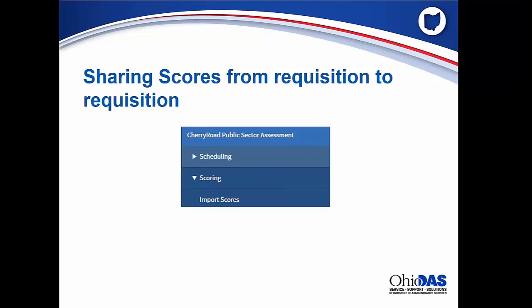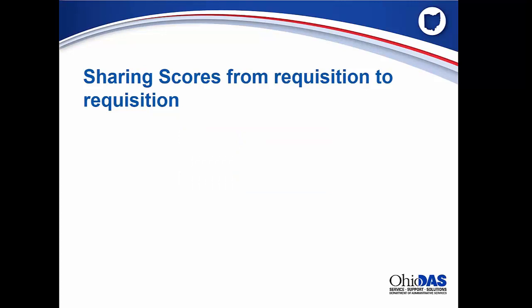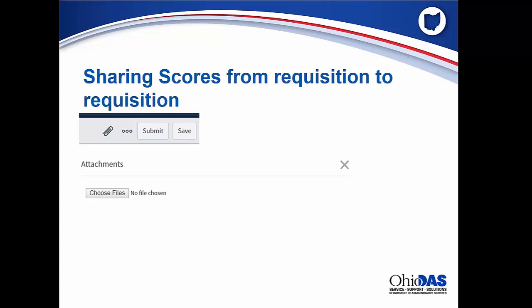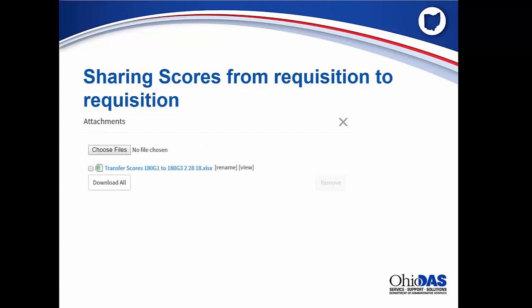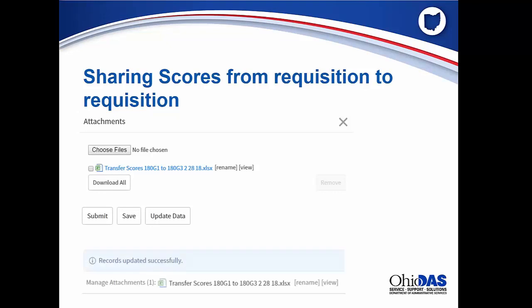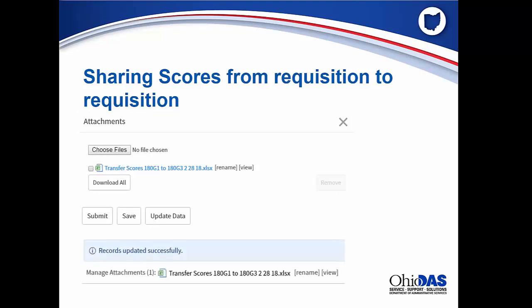And then in the menu on the left side of the page under scoring, we've done this a few times now. We select import scores. Just a reminder, like importing before, we click on that paperclip icon, we click that choose files button, that pops in our spreadsheet, we click that X. We click the update data button, and we should get a blue bar near the top that says the records updated successfully.